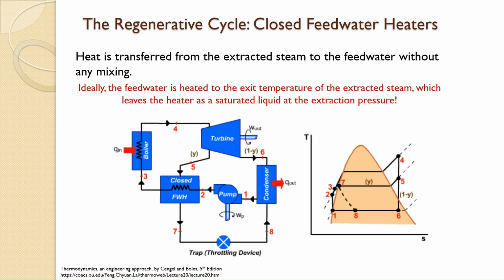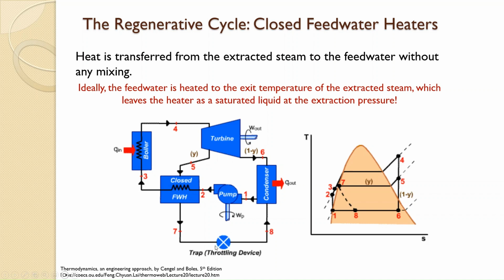In a regenerative cycle with a closed feedwater heater, the heat is transferred from the extracted steam to the feedwater without any mixing. So what happens is that you take out some of the steam from the turbine and put it into a heat exchanger, so no direct mixing, unlike the open feedwater heater. The steam converts to liquid, and the heat is transferred to the feedwater after the pump and before the boiler. Then this condensate after the closed feedwater heater goes back to the condenser.